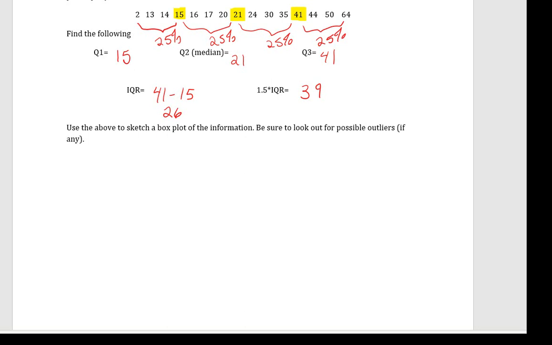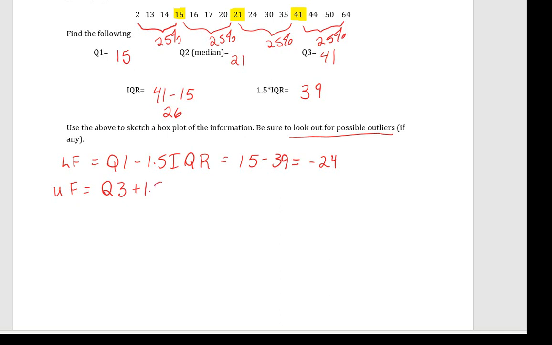Now, before we start sketching a box plot, we want to look for possible outliers. So we have to determine our lower fence. That's always going to be Q1 minus that 1.5 IQR. In our case, that's going to be 15 minus 39. That's going to give us negative 24. So since we don't have any observations that are less than negative 24, we're not going to have any lower outliers.